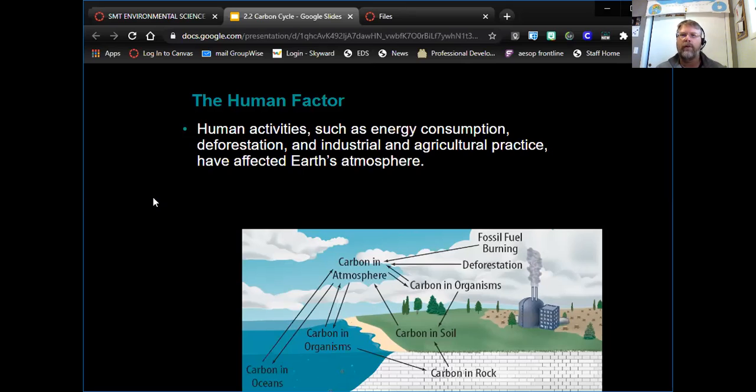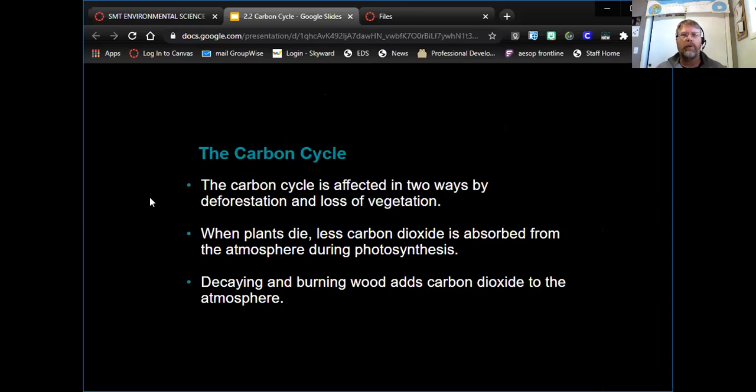Okay, so there we have all these pockets where we've taken carbon and carbon sinks, and we've released it back into the atmosphere. Okay, so part of that carbon cycle is affected two ways. One, by deforestation and vegetation loss. Okay, so deforestation, so the forest is no longer there to take in carbon, and the vegetation is no longer holding that material. Okay, so when the plant dies, less carbon dioxide is absorbed from the atmosphere during photosynthesis, and the decaying and burning wood adds to carbon dioxide in the atmosphere.